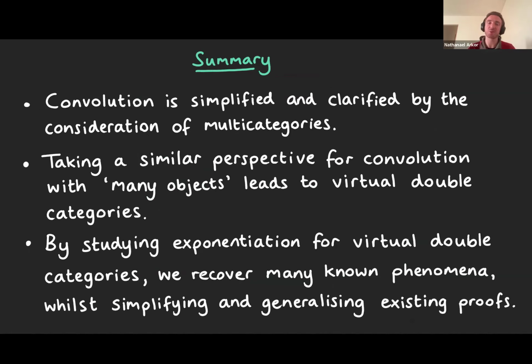So just to summarize, the takeaways I want you to have is that if you care about convolution, then try thinking about it multicategorically, because this simplifies things considerably. If you're interested in generalizing things from multicategories or monoidal categories to double categories, the analog of multicategories is virtual double categories. And finally, these instances of convolution that have appeared in the literature turn out to be special cases of exponentiation for virtual double categories, which turns out to be a very useful way to look at things.